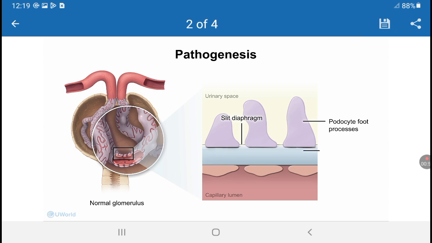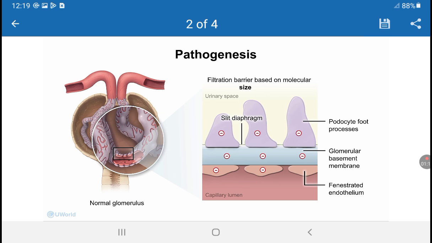The next layer is the glomerular basement membrane. Last, the capillary lumen is lined by fenestrated endothelial cells. Together, these layers form a negatively charged filtration barrier that restricts the passage of molecules from the capillary lumen to the urinary space. This is based on molecular size and charge. The barrier is permeable to water and small solutes. However, cells, large molecules, and negatively charged molecules like albumin are prevented from passing.